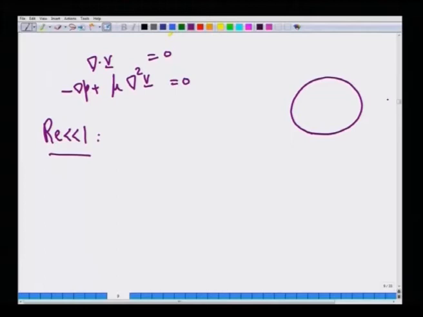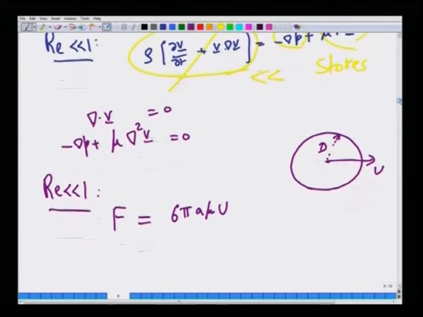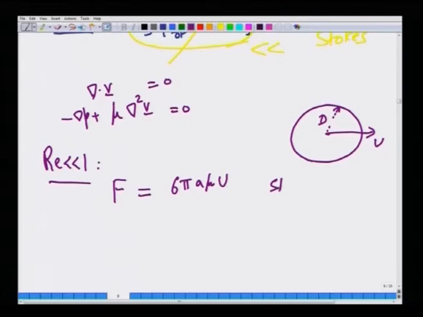Now, that results in the famous Stokes drag law. The drag force experienced by a sphere moving with a constant velocity u, of diameter d, in a fluid of viscosity mu and density rho, is the celebrated Stokes drag law: F is equal to 6 pi a eta u, or if I use mu for viscosity, so mu is the viscosity. This is the Stokes drag law, valid at very, very small Reynolds number.